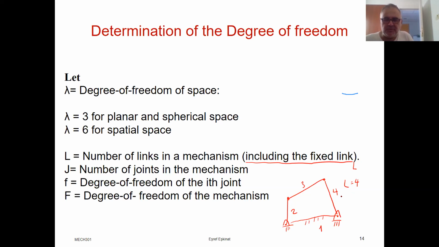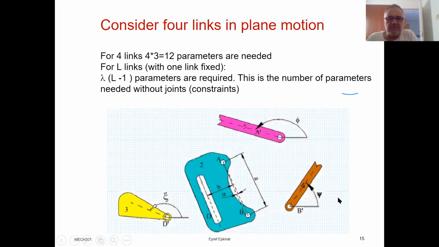F is the number of freedom of each joint, fi, and the capital F is the degree of freedom of the total mechanism. And I gave you an example like this. If you have 4 bars, 4 links, the total degree of freedom is 12.